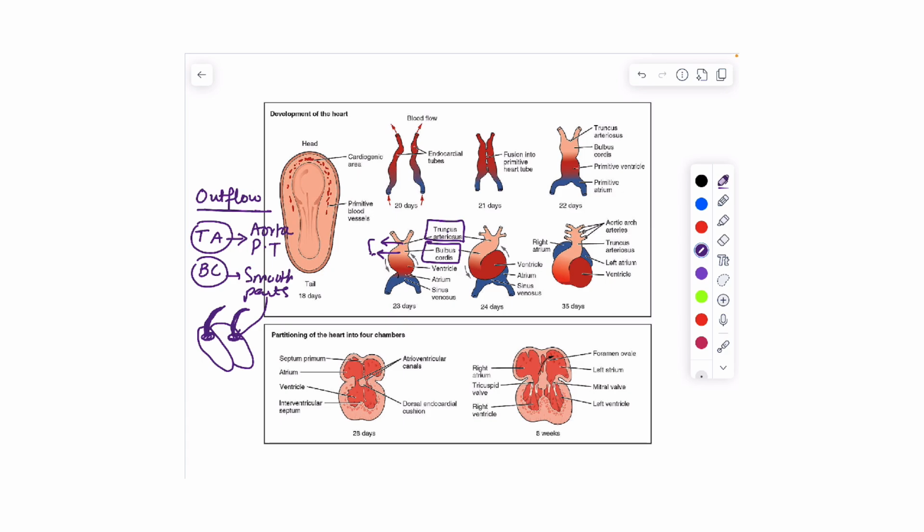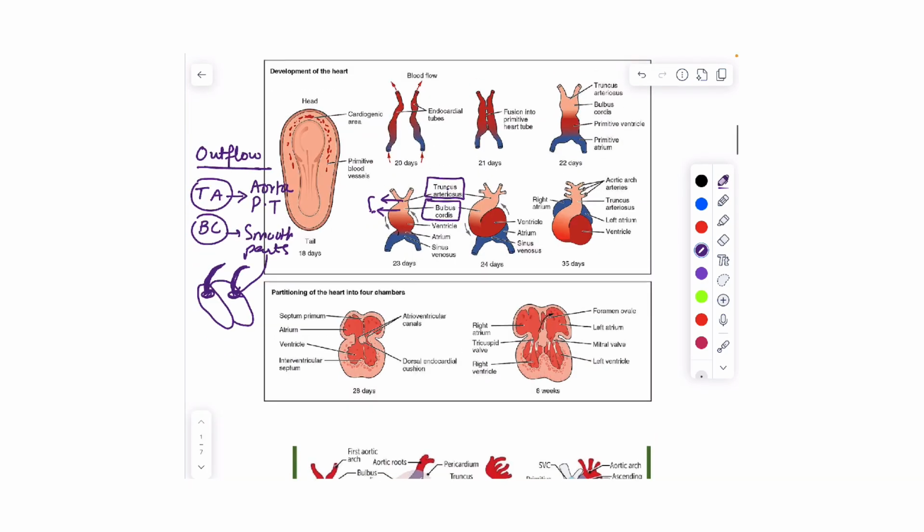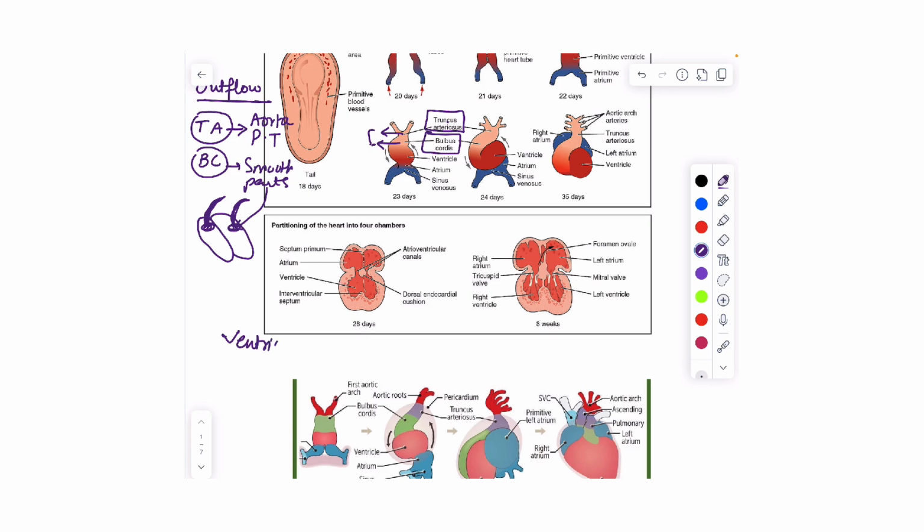Now we will see this primitive ventricle. What is this primitive ventricle going to develop into? It is going to develop the trabeculated part of the left and the right ventricle. So we can see that we have divided the ventricles itself into a smooth part and a trabeculated part, right? In a similar way, we will also develop the atria. We will see when we go towards that.